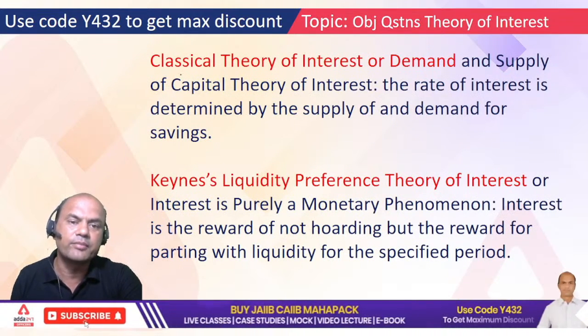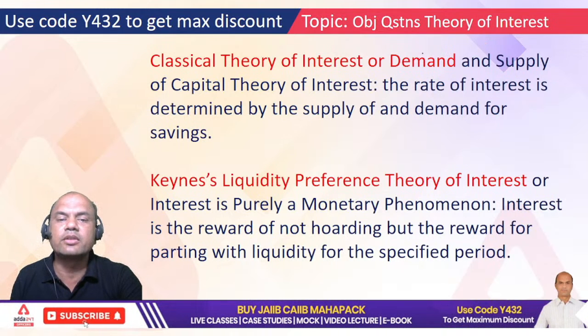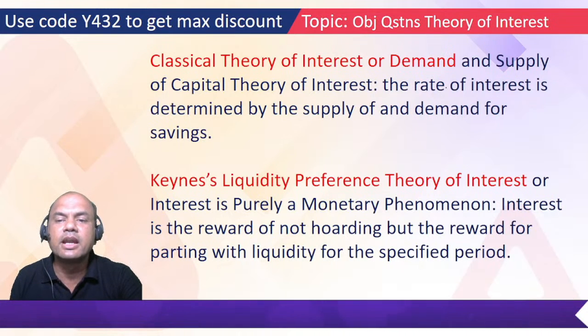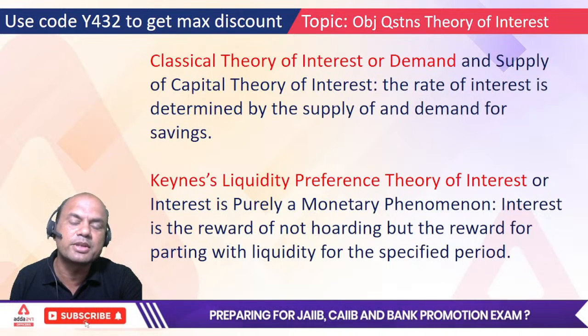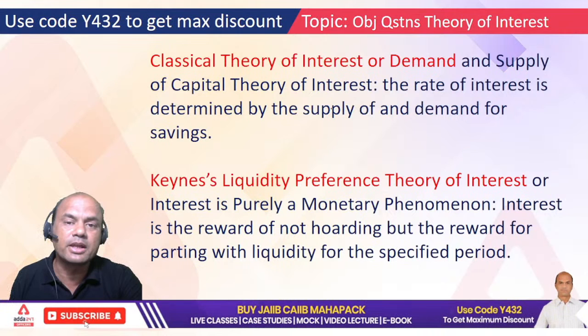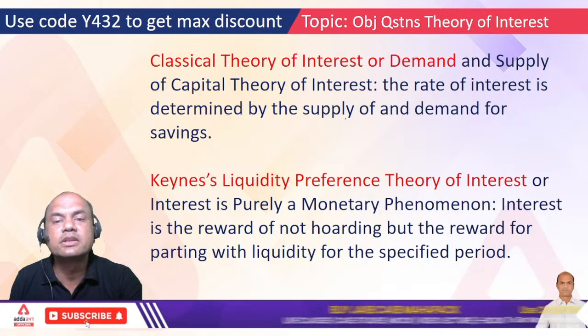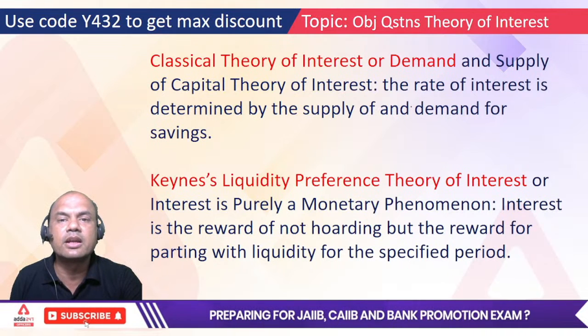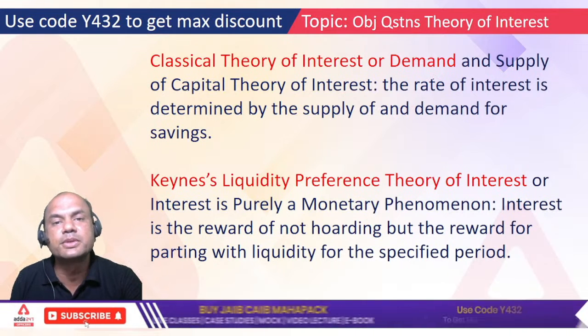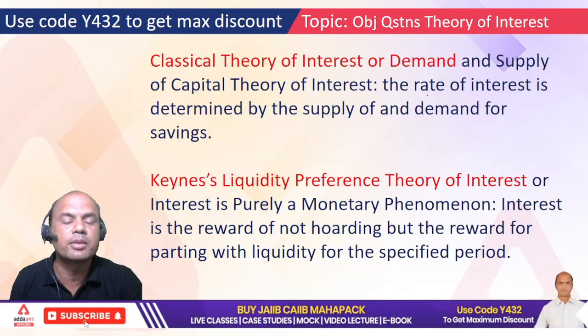Let's look at that. Classical theory states that, by demand and supply, the rate of interest is determined by the supply of and the demand for savings, right? Supply of money means: from where will you get it? From the investors who invest in savings and current accounts, right? And where will you get the demand for money? From those business persons who take money for the purpose of business.